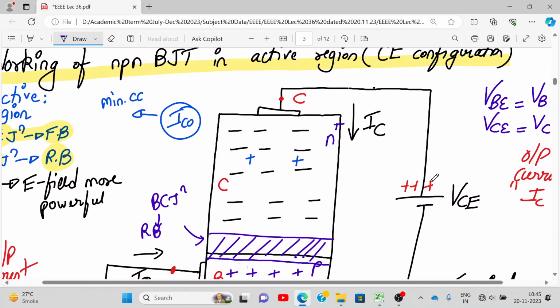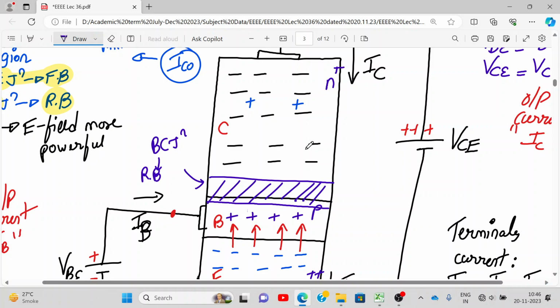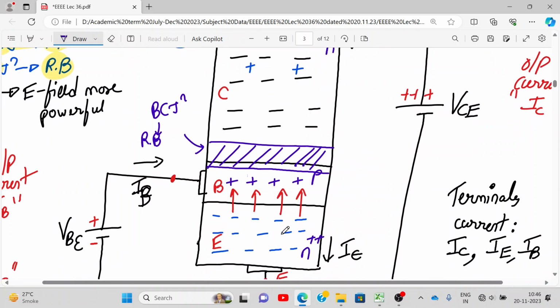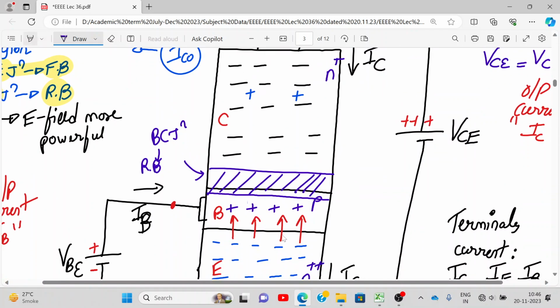Meaning, look, this is the positive side of the battery. These are all electrons. They will be attracted towards this, right? But these are not sufficient. These are just 10,000. Where is the majority number coming from? The emitter. How many in the emitter? 10 lakh electrons. So out of 10 lakh, let's say 9,50,000 are flowing into the collector region, joining the 10,000 electrons already present in the collector region. So they will become how much? 9,60,000. Is it clear?